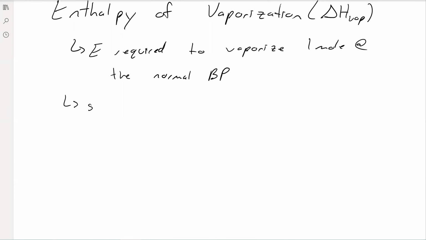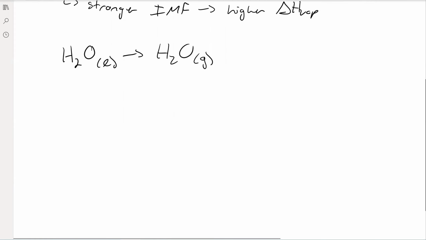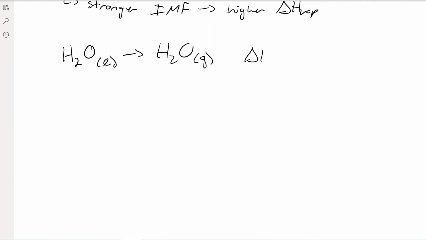And in general, the stronger your intermolecular forces, the more energy that's going to take. And so it's going to have a larger delta H of vaporization. So stronger IMF is equal to a higher delta H of vaporization. Water, for example, with its very strong intermolecular forces, in order to get a mole of liquid water into the gas form, your delta H of vaporization here is going to be equal to 40.7 kilojoules.